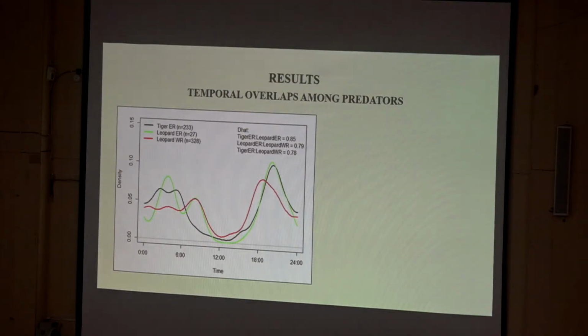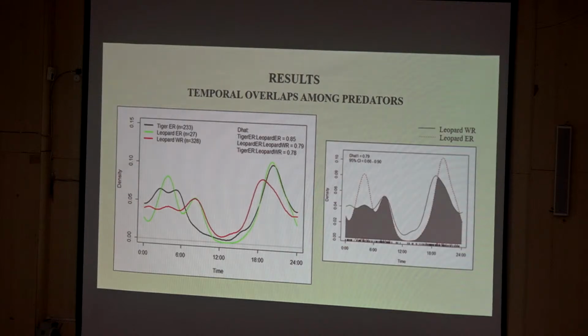Temporal overlaps among predators reveal some interesting patterns in my study. So here is an overlap curve of leopards in Western Biology and those in Eastern Biology. The activity of leopards in Western Biology, as indicated by the black curve, showed activity spread pretty much throughout the day, whereas that in Eastern Biology was concentrated during the morning and evening hours and showed higher intensity of activity during these times with very little activity during the day.